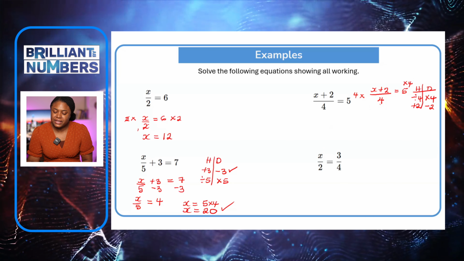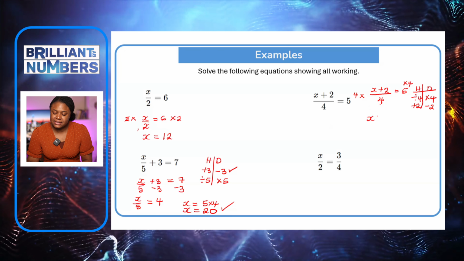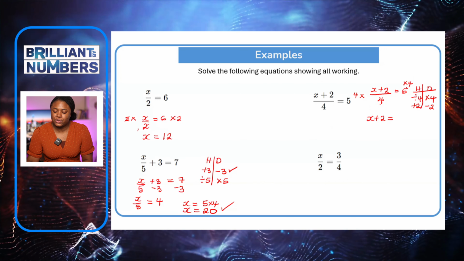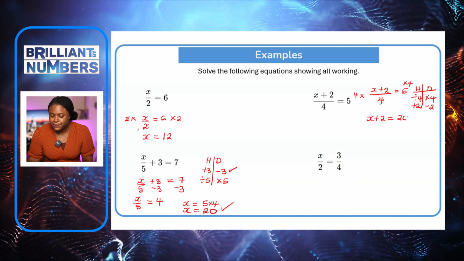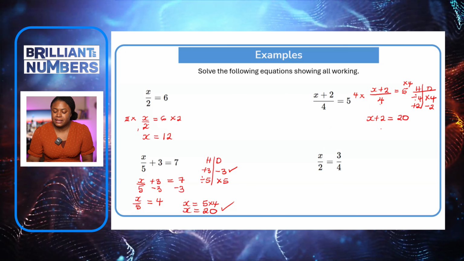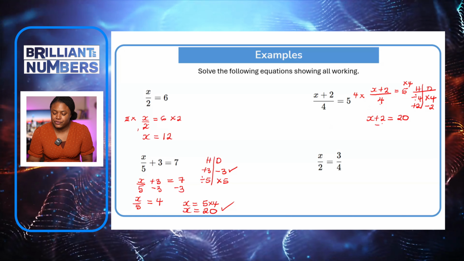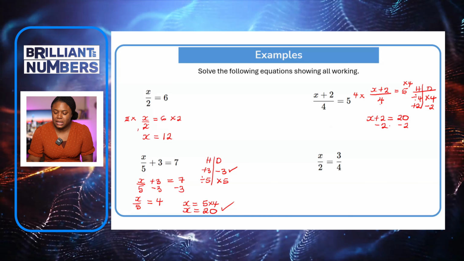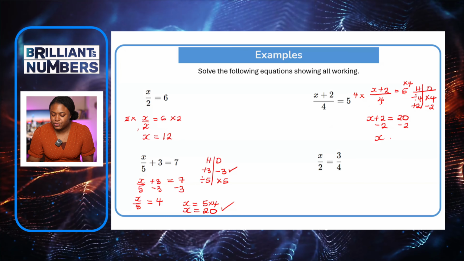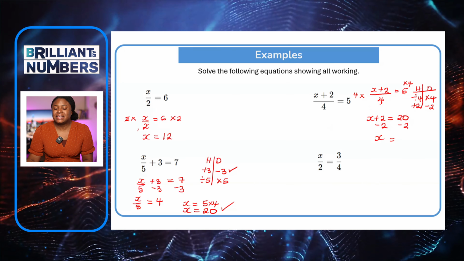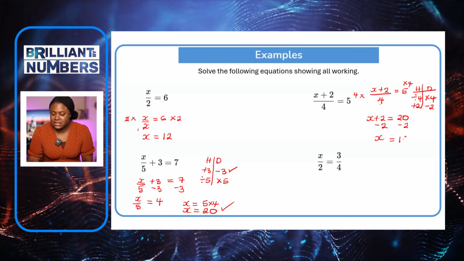So we know on this side we will just have x add 2 equal to 5 times by 4 gives me 20. Now I've done this, I need to subtract 2 from both sides. So let's go. So I've got x left since positive and a negative 2 cancels out. 20 take away 2 is 18.